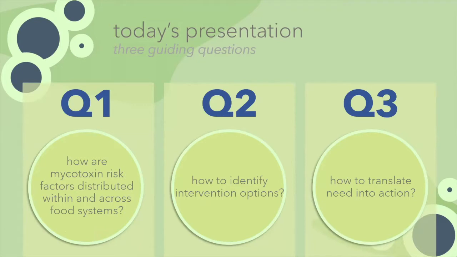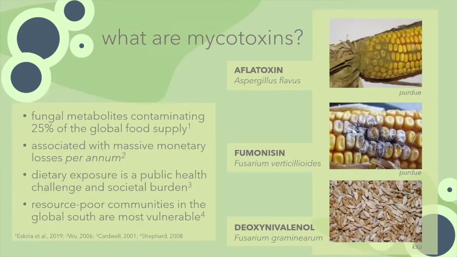And so before we dive into what I've been working on, I'll just give a bit of background on mycotoxins for those who don't already have familiarity with this concept. So mycotoxins are potent fungal secondary metabolites that contaminate a range of food and feed commodities and are thought to contaminate upwards of 25% and even up to 80% of the global food supply, according to some estimates.